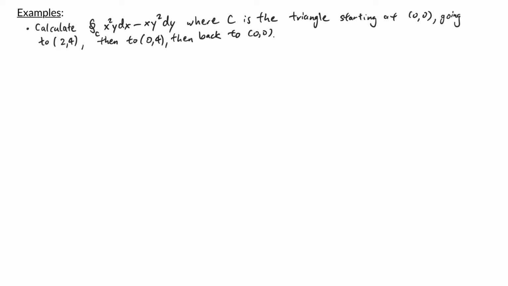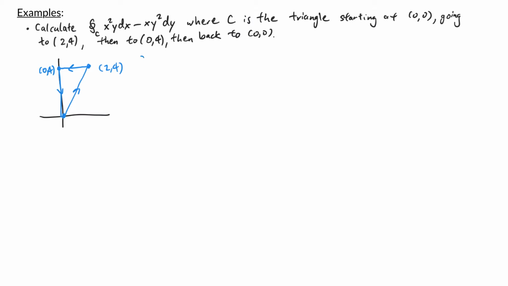In this example, we're asked to calculate the line integral of x squared y dx minus xy squared dy over the curve C, where C is the triangle starting at the point (0, 0), going to (2, 4), then to (0, 4), then back to the origin. As always, I'll start by drawing a picture of this curve. So I have the curve starting at (0, 0), going up to (2, 4), going over to (0, 4), and then back to the origin.